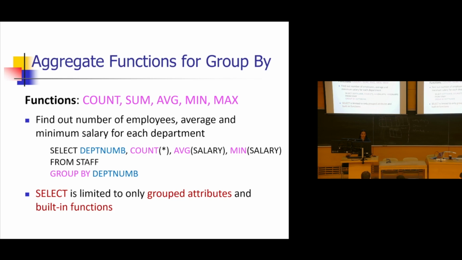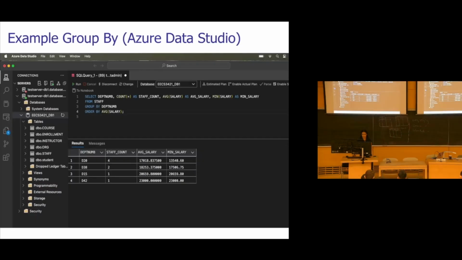One very important thing is that your select statement is only limited to grouped attributes and built-in functions. What does it mean? Whenever you're using group by, in your select part, you cannot write any column that you like. Your select part is limited to only what was specified in the group by, in this case department number, and or aggregate functions. Any other column used in combination with aggregate functions like sum, count, average, and so on. And I'm going to explain why.